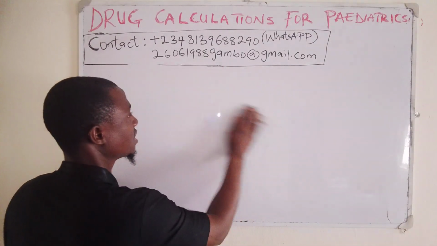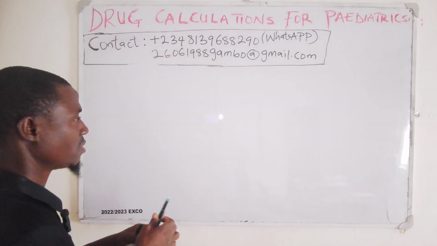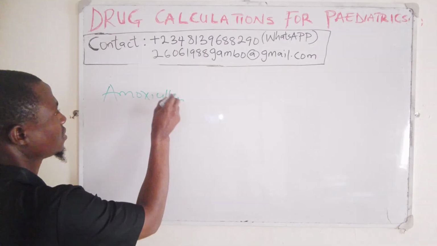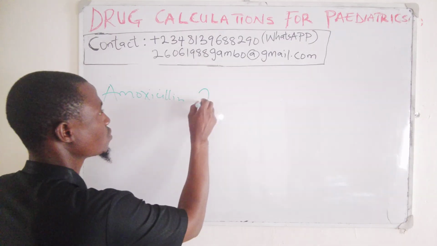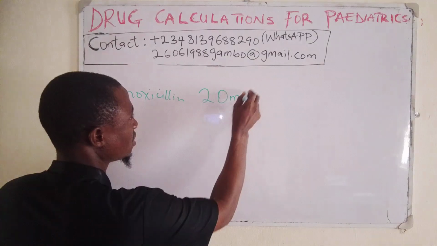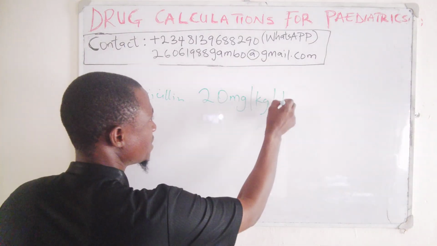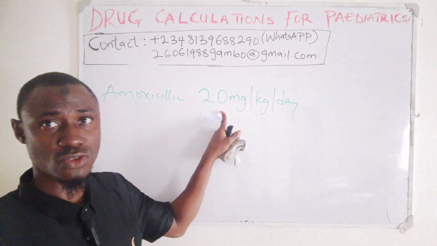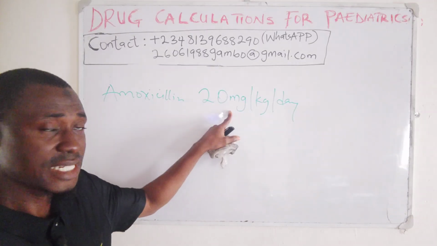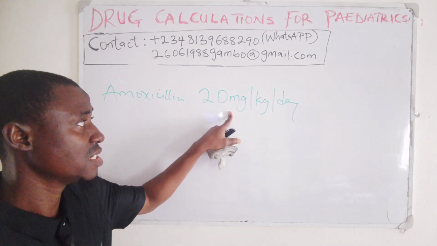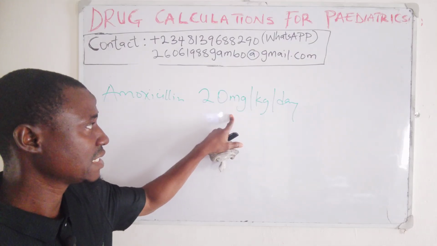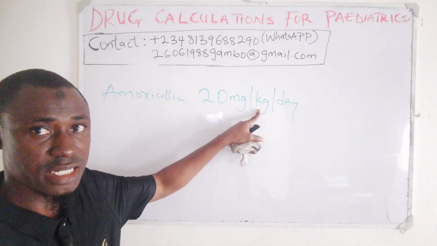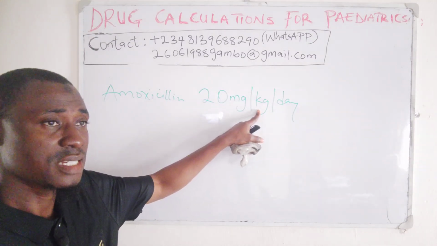Now let's start with the first example. Let's assume a drug, amoxicillin, was ordered at the dose of, let's say, 20 milligrams per kg per day. So this is what the prescription sheet is saying, that you should administer amoxicillin at this dose. Now this is very, very easy, because the only thing you need with this type of prescription or dosing is the weight of the child.